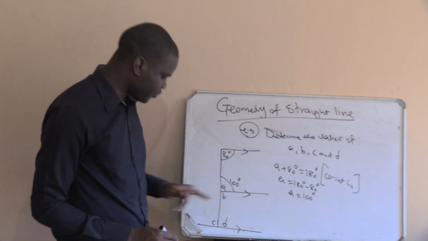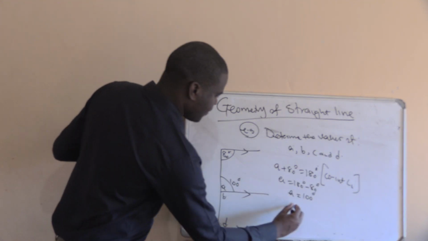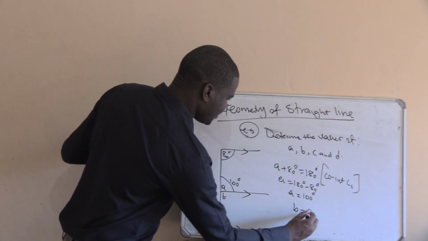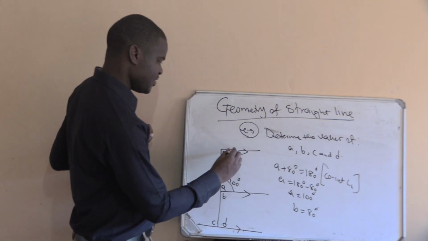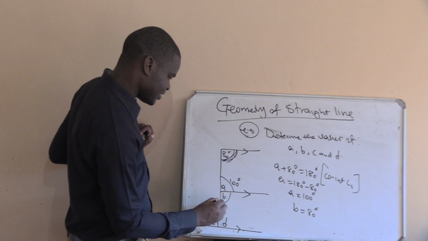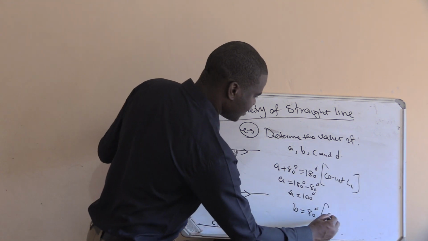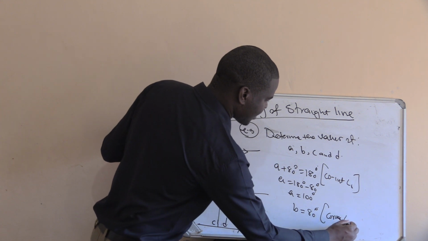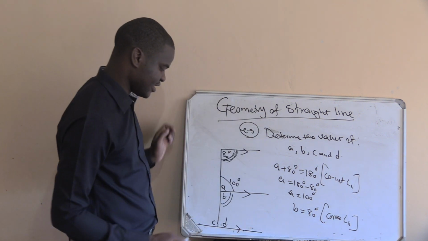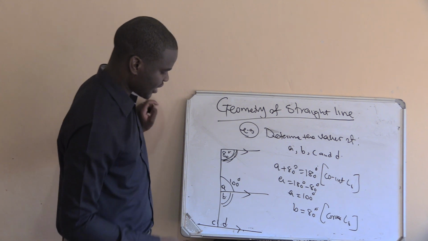Now what about the value of B? Therefore, the value of B is 80 degrees. You see? When you look at this one, it's the same as this one because it's F. You see? Corresponding angles. You just write corresponding angles. These are corresponding angles. That's A and B. Alright.